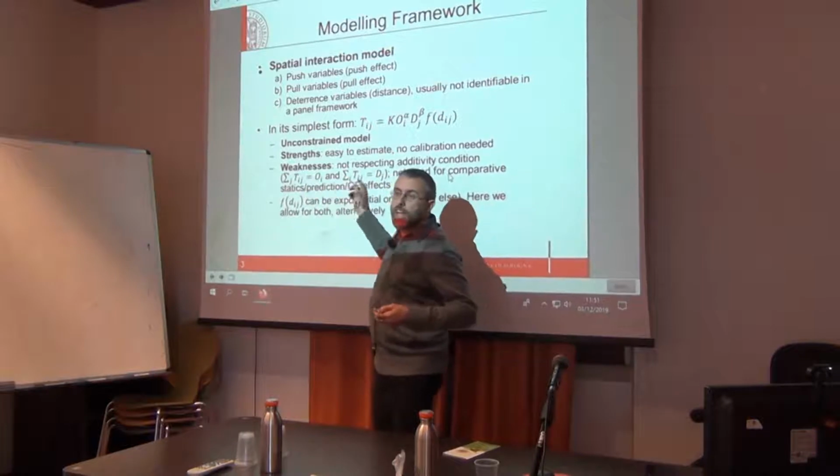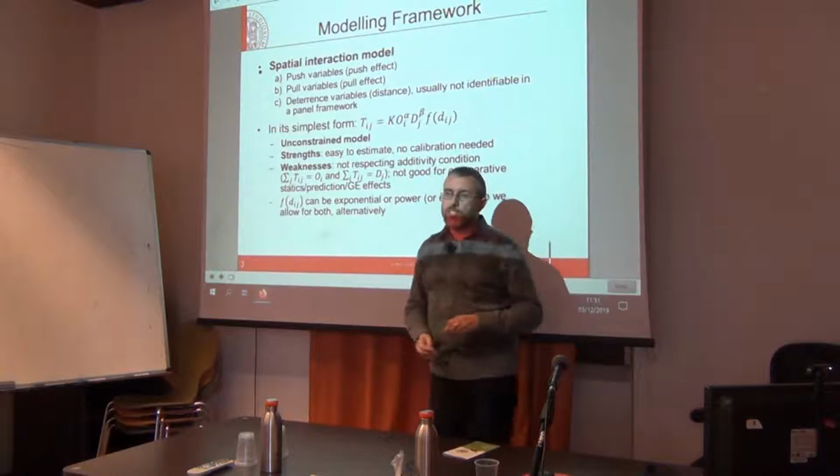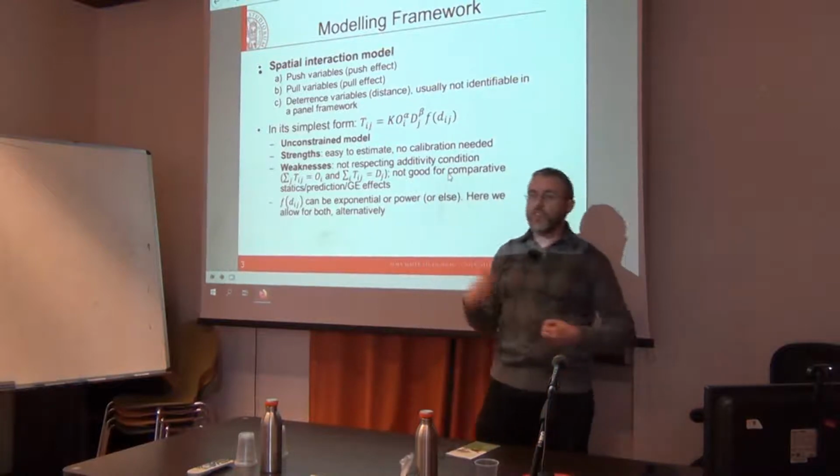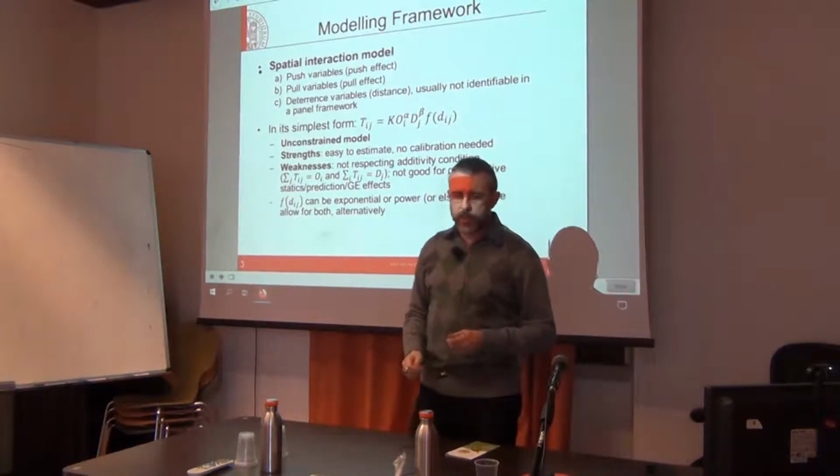These are 2 times n constraints, which are called the additivity condition. And this is not good for comparative statics, for general equilibrium effects, because I give you the simplest example. I just made it yesterday in class.